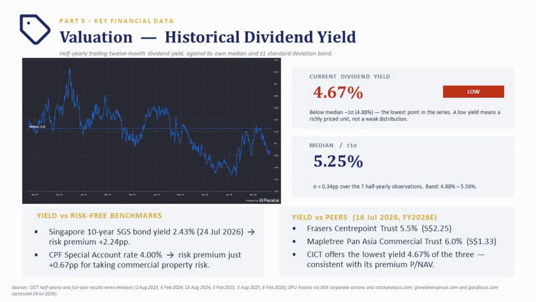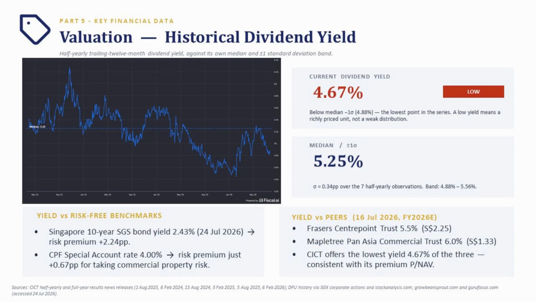The immediate question this raises is whether this indicates a failing asset or an expensive asset. But we must further contextualize this 4.67% yield by benchmarking it against current risk-free rates, to see if that high valuation is actually mathematically justified. The exact spreads are vital here. The 10-year Singapore government securities bond yield sits at 2.43%. And that 2.24 percentage point spread represents the additional yield an investor demands to take on the equity and operational risk of this specific commercial real estate trust over a 10-year government bond.